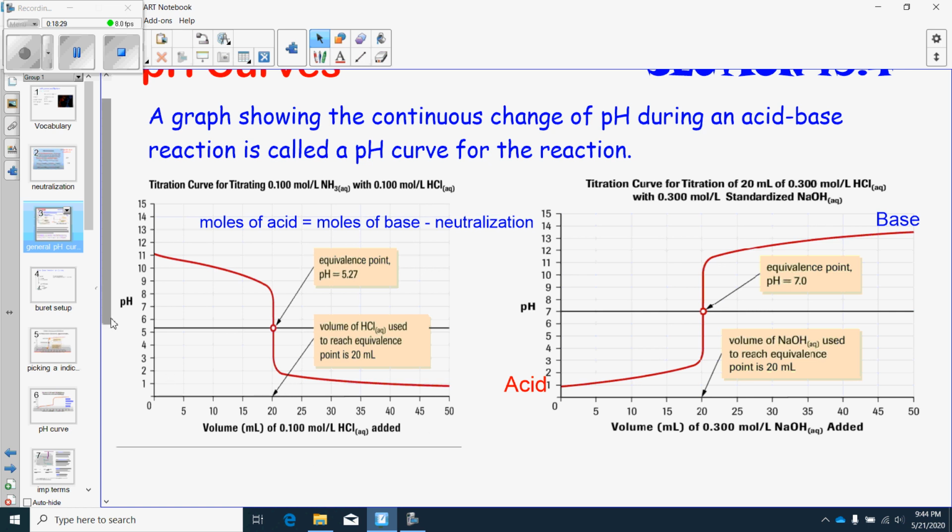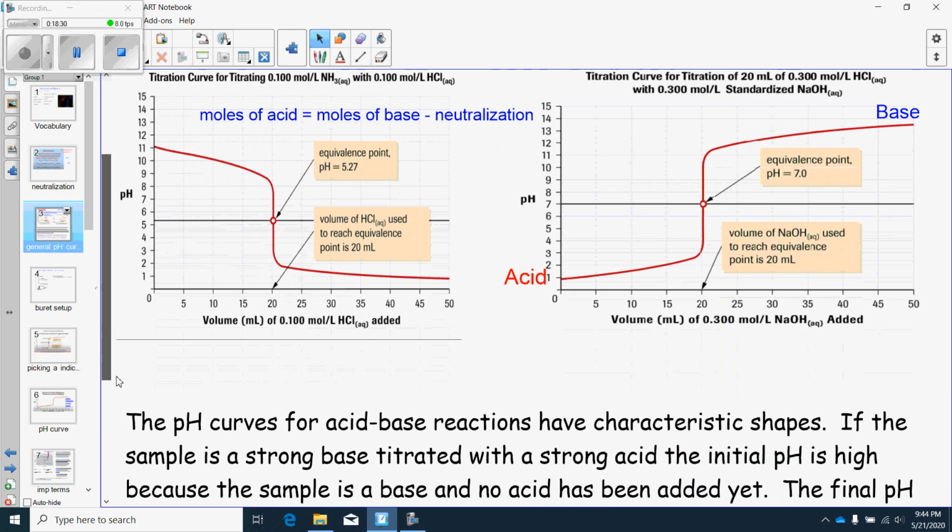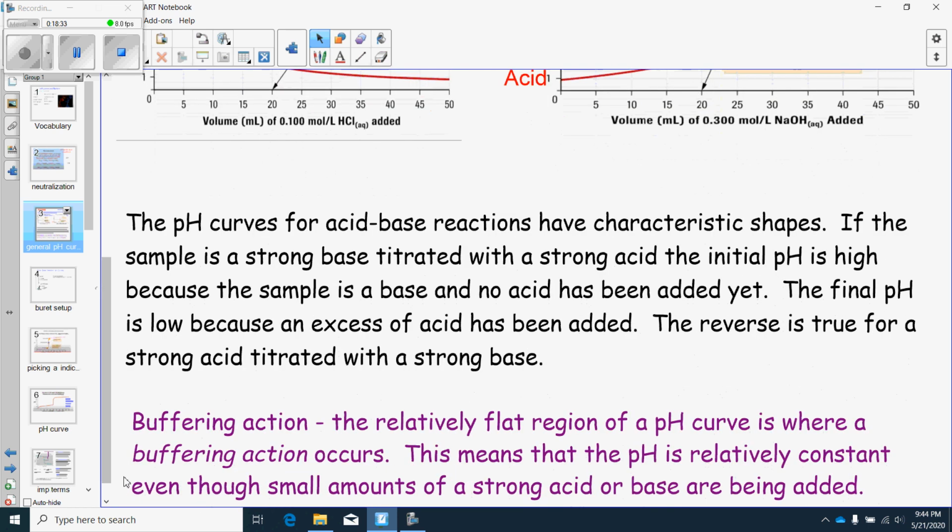Okay, so let's see if I've covered what I wanted to. The pH curves for acid-base reactions have characteristic shapes. If the sample is a strong base titrated with a strong acid, the initial pH is high because the sample is a base and no acid has been added yet. The final pH is low because an excess of hydrogen has been added. The reverse is true for a strong acid titrated with a strong base. So you can flip-flop those things.